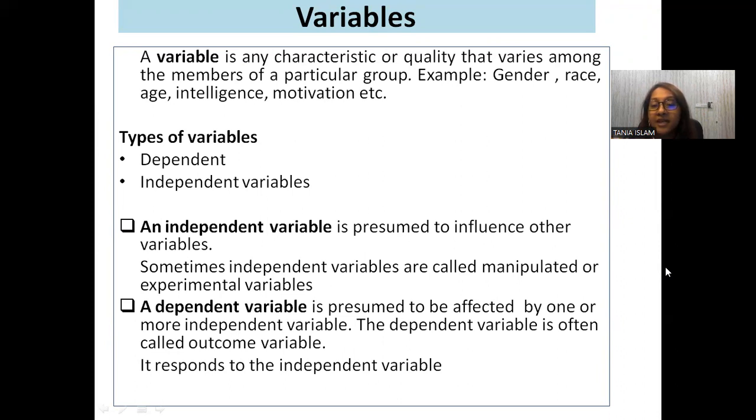Sometimes like your exam marks will depend on how hard you are working, your dedication, or how keen or how meritorious you are. Depending on those things, your exam marks can vary, right? So that one is the dependent variable.